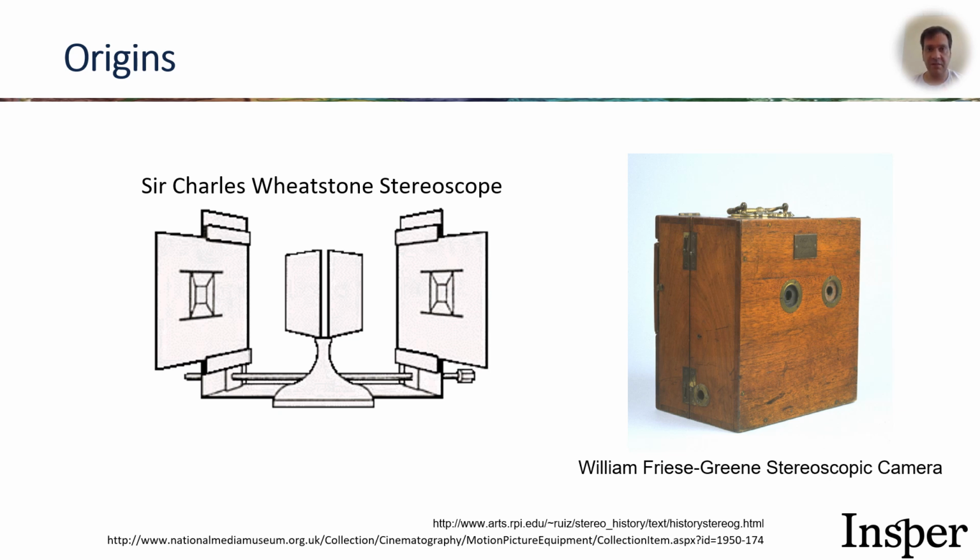Moreover, the first stereoscopic movie cameras emerged around the 1890s. These cameras simultaneously capture stereo pairs. In the right-hand side, you can see one of the earliest stereo cameras developed by William Friese-Greene.